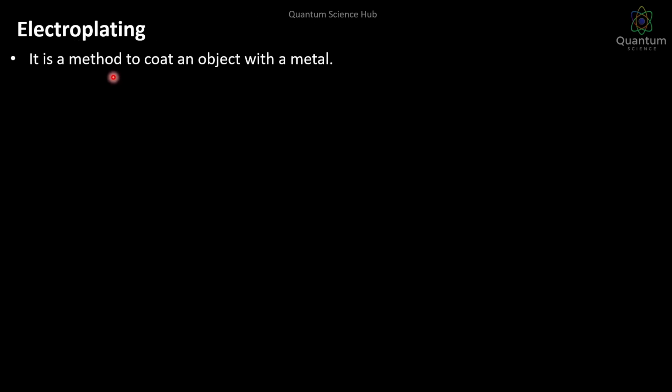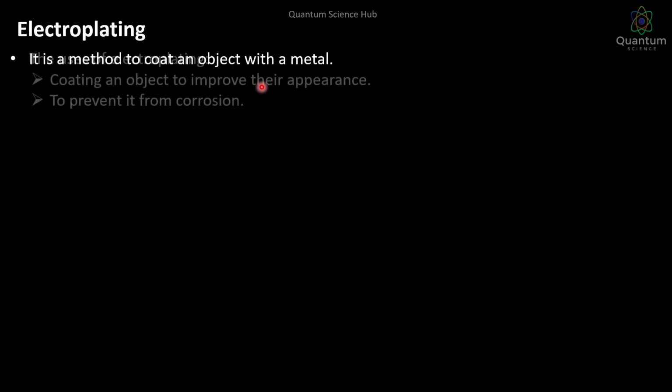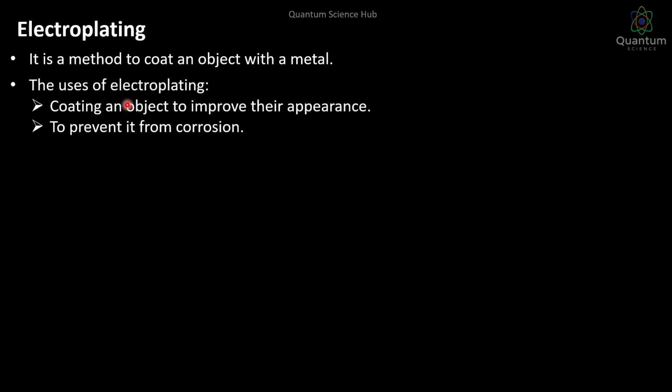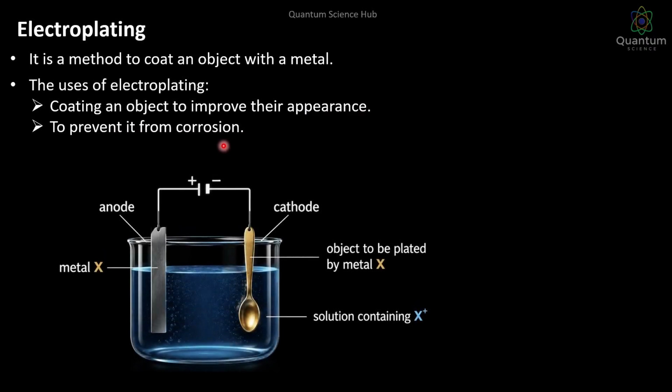So electroplating is a method to coat an object with a metal. What are the uses of electroplating? Coating an object to improve its appearance, for example, to make it shiny, and to prevent it from corrosion. So this is the picture of electroplating.